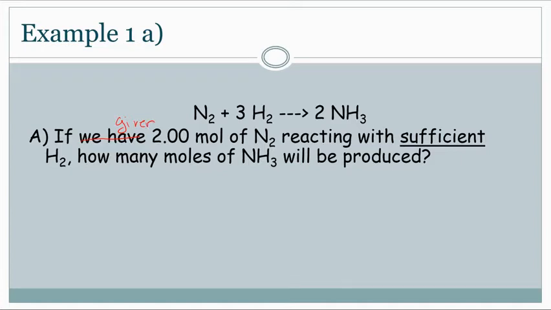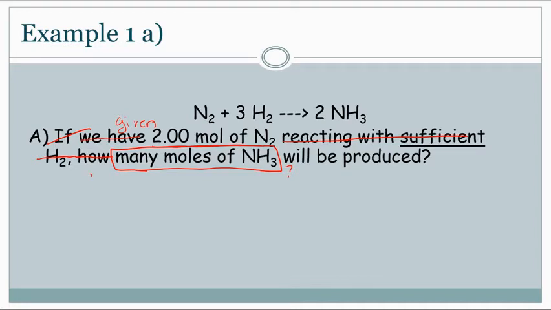Our given is 2 moles of N2. Okay, so cross things out. Reacting with sufficient H2, how many moles of NH3? And so that's going to be your question, what you're looking for in your answer.